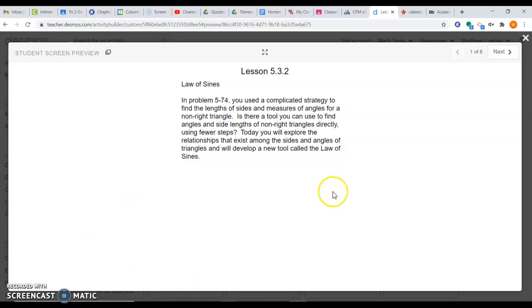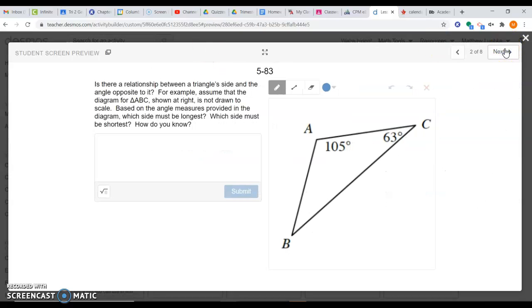Okay? Now, what we're going to do as we work through this lesson is we're going to see the old way of how we could solve for it, like we would have done in lesson 531, and then we're going to develop our new way, which is going to be this law of sines. Looking at number 2, the idea here is to start developing this idea that there is a relationship between the angles and the sides across from the angles.